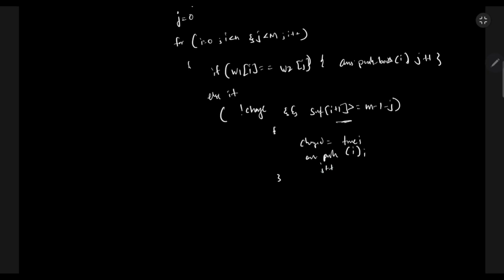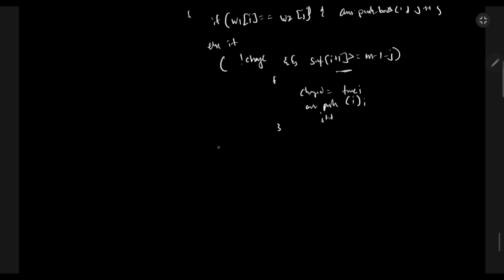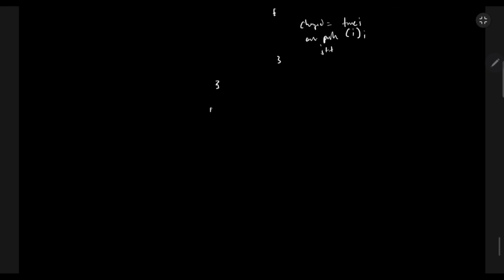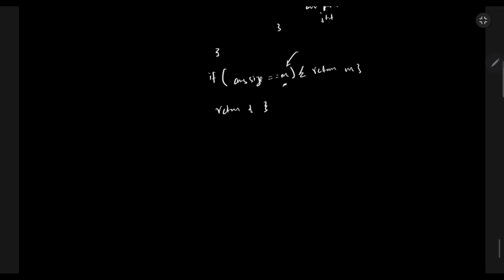And after this while loop we'll check that if answer size is equal to m, then only we will return it, otherwise we will return an empty array. I think this makes sense because we need to have the sequence of length of the word2, right?